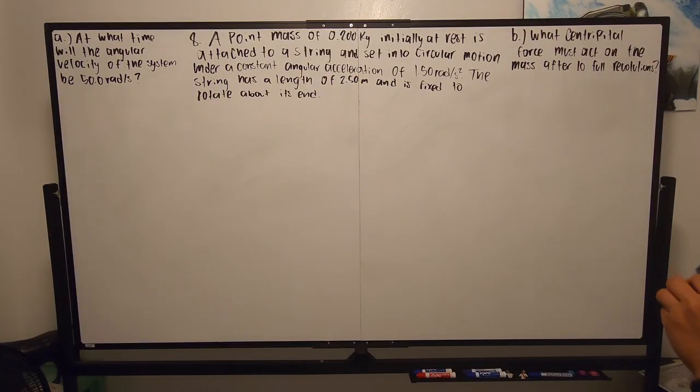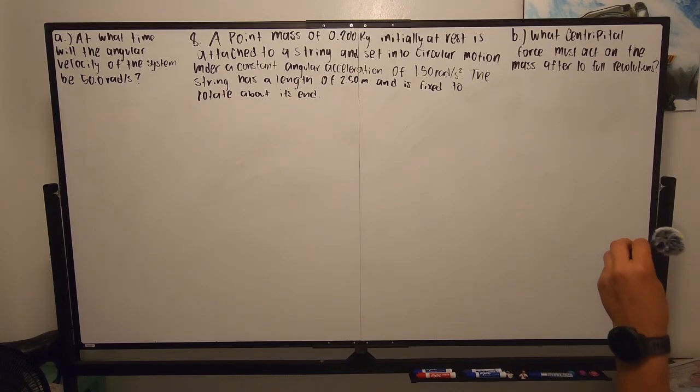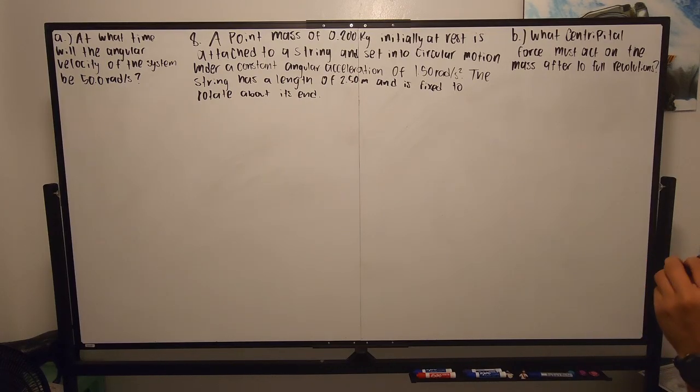The next problem says that a point mass of 0.2 kilograms initially at rest is attached to a string and set into circular motion under a constant angular acceleration of 1.5 radians per second squared. The string has a length of 2.5 meters and is fixed to rotate about its end. Part A is asking us at what time will the angular velocity of the system be 50 radians per second.